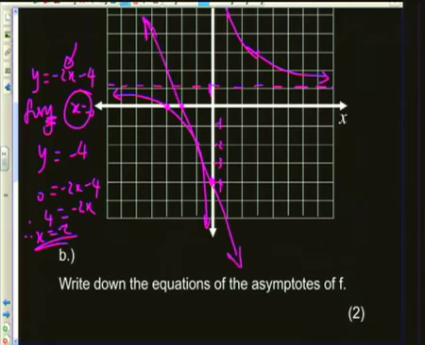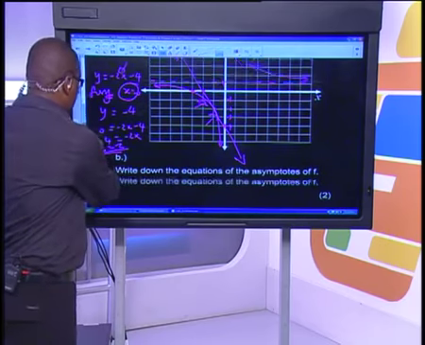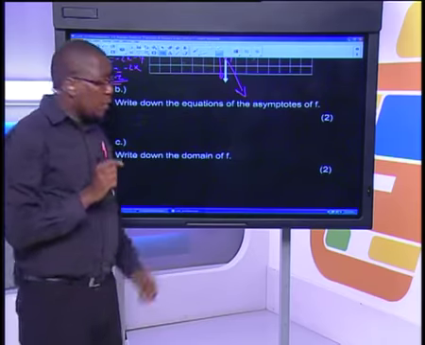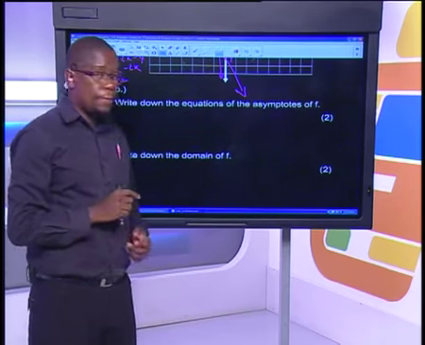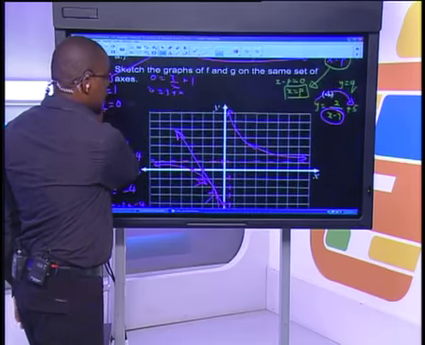But guys, at home, you can see that these graphs are going to meet at some point, and it looks like they're going to meet at 2 points if you draw them nicely. So you've got your 2 points of intersection there. Now, the next question is, write down the equation of asymptotes of f. We've already done that. We said we look at your denominator, so that's x minus p.